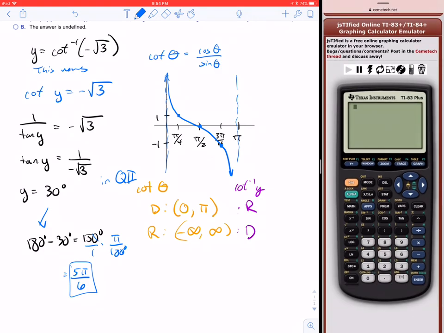Okay. So in the calculator, first, the mode, we're in radians. Then the best we can do is say inverse tan of 1 over, I'm going to say negative square root of 3, right? Inverse tan of all of that.